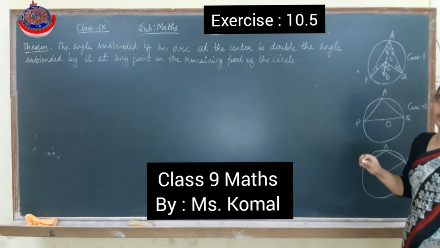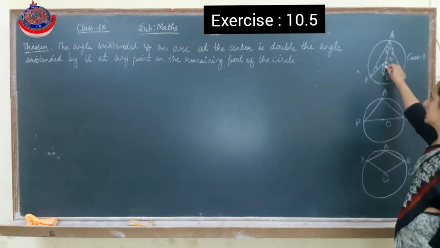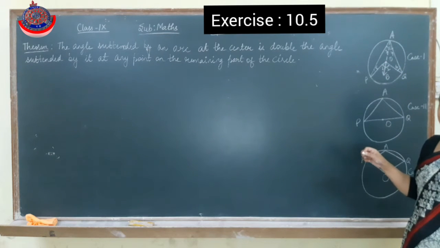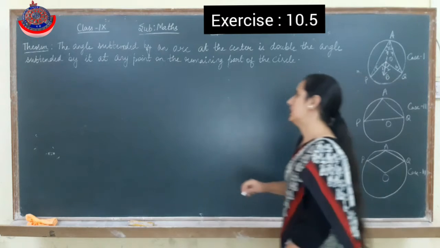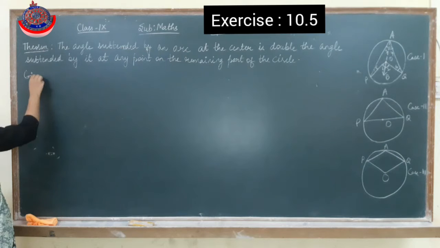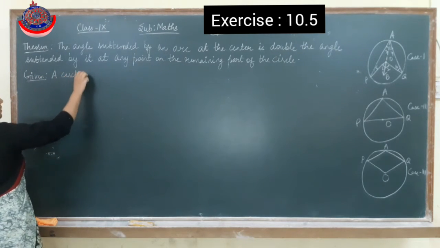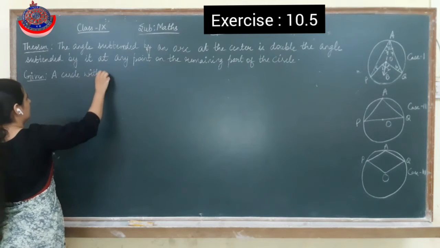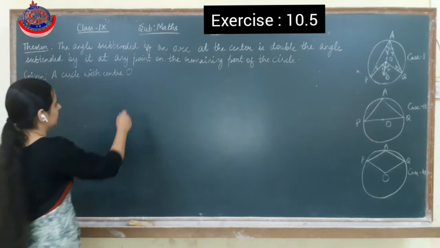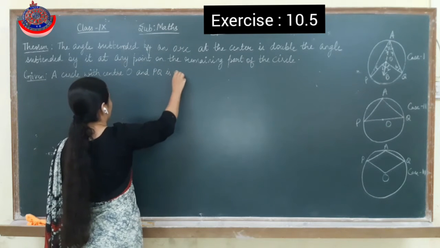What property are we going to use? Firstly, you see angle 1. Can I write, using the exterior angle property, 1 is equal to 3 plus 5? Fine. Let us write side by side, then it will be more clear. Let us start with the given. What is given to us? A circle with center O, and PQ is any arc.